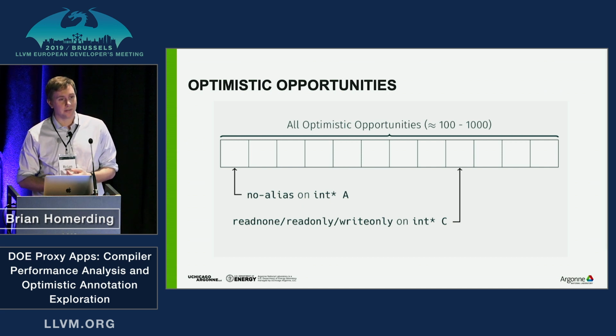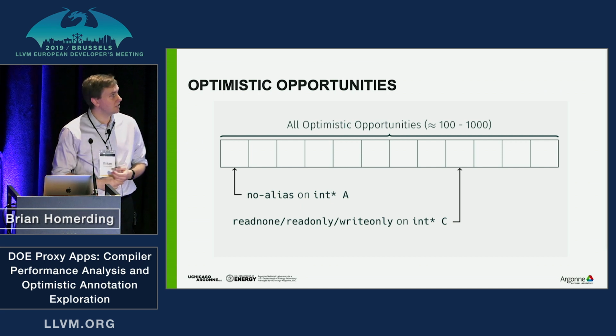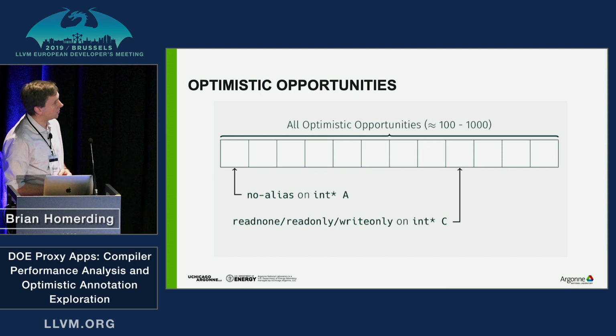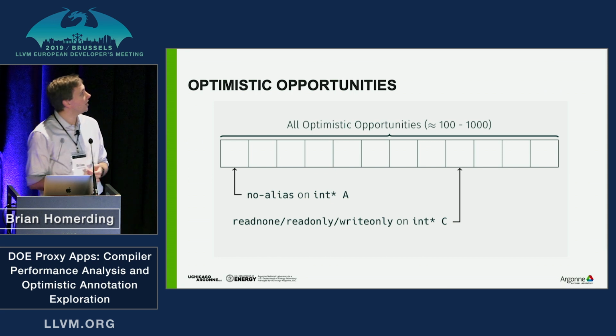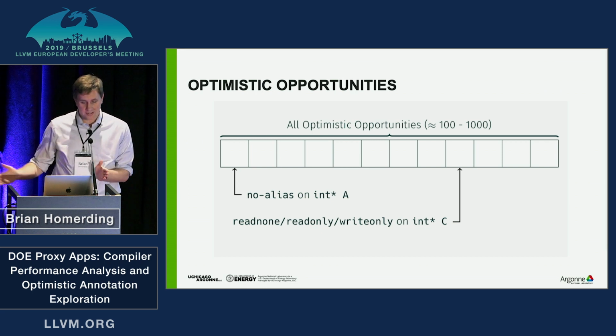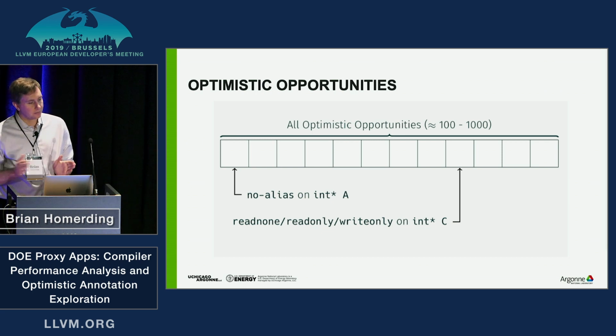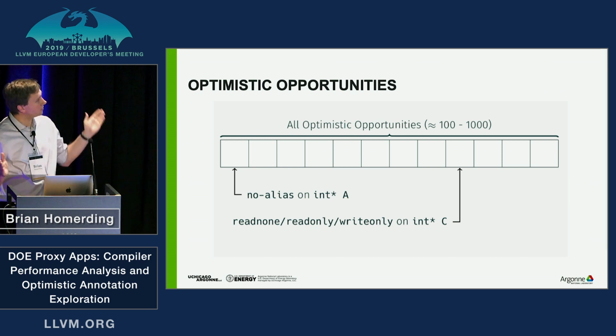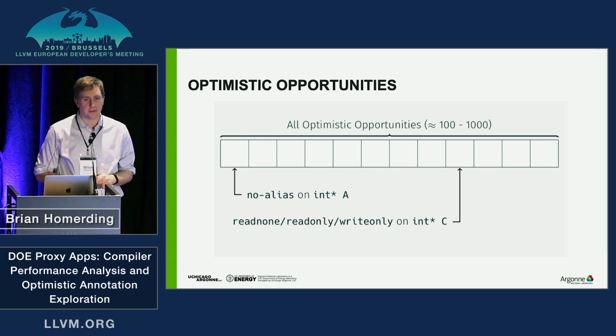I'll talk about how we go about adding this information. So we identify all the locations, which in our benchmarks, ranged from around 100 to 1,000. We list these out in a list, and each identifies a particular opportunity, and then the value within there will identify how optimistic of a choice we made.